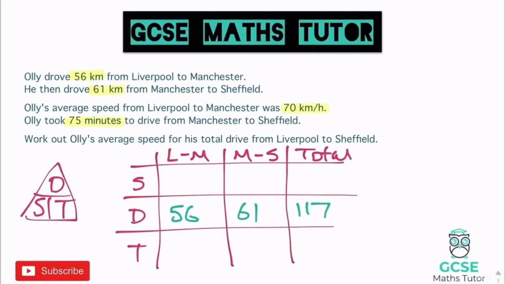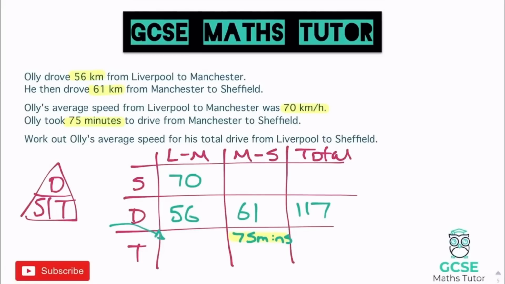So we've got an average speed from L to M of 70, and we've got a time of 75 minutes. I'm going to put that there, 75 minutes. Now when it comes to this question, we'll have a look at what we're going to do with that 75 minutes, because that's our little change in this particular question. So we'll come back to that, but to start with we can actually work out this time here, can't we?